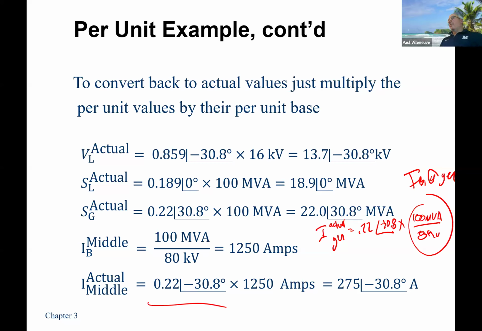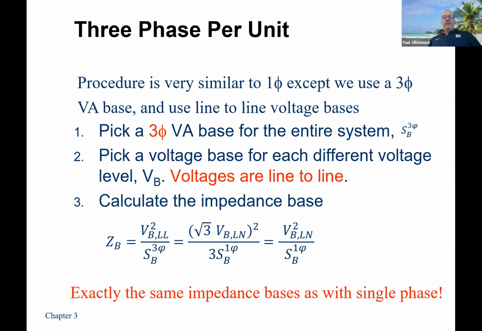Okay, any questions on doing per unit? All right, well, no questions. Let's do the same thing for 3-phase. And we're just going to make 2 minor tweaks. Instead of an S base for a single phase system, we're going to use a 3-phase MVA, which is going to be 3 times the single phase value. So that would be 100 MVA.